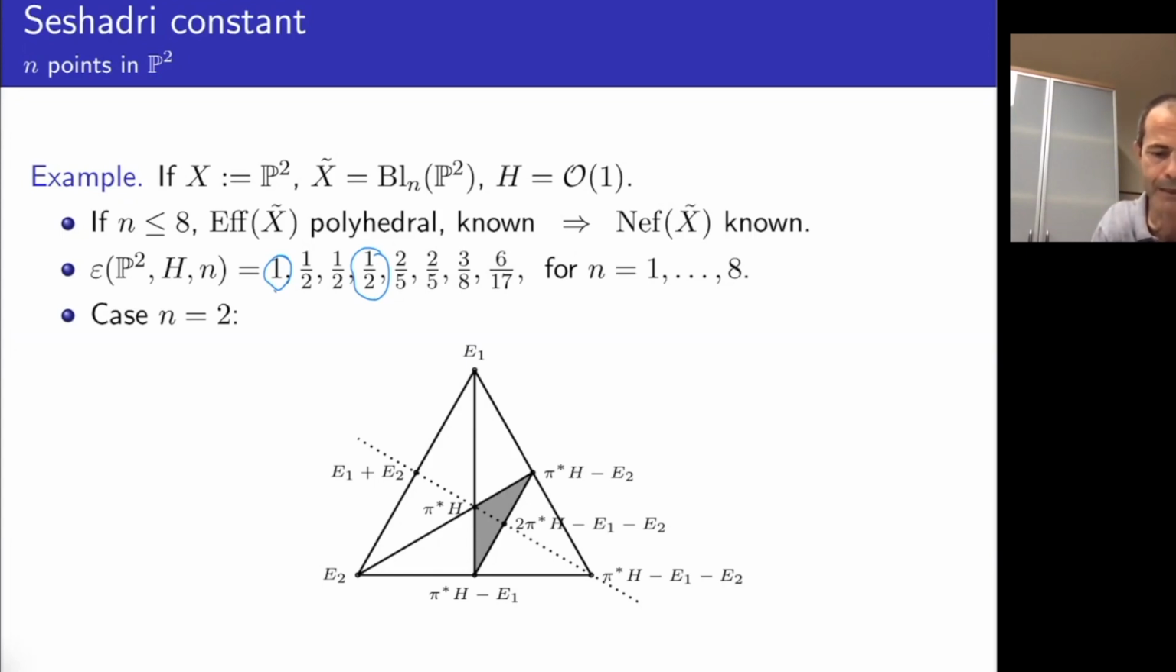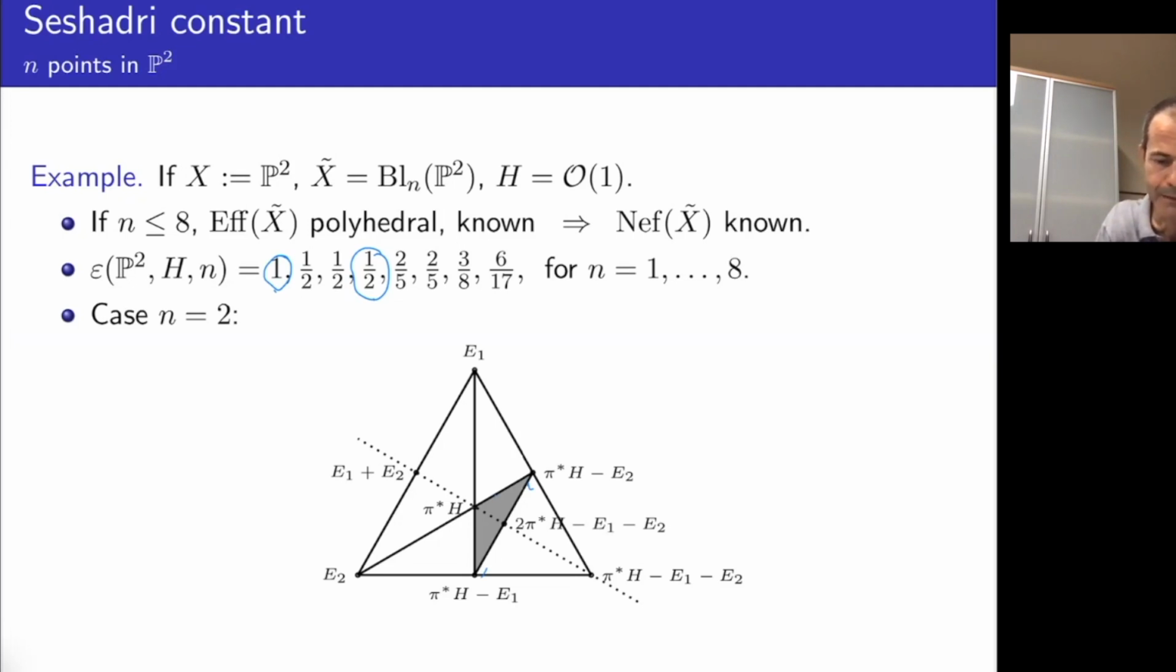In the other cases, the Seshadri constant is smaller than the bound. Okay. I draw here the picture in the case n equal to 2. The effective cone is the big triangle, whose extreme rays are the two exceptional divisors and the strict transform of the line through the 2 points. These are -1 curves. By duality, the NEF cone is the small gray triangle here.